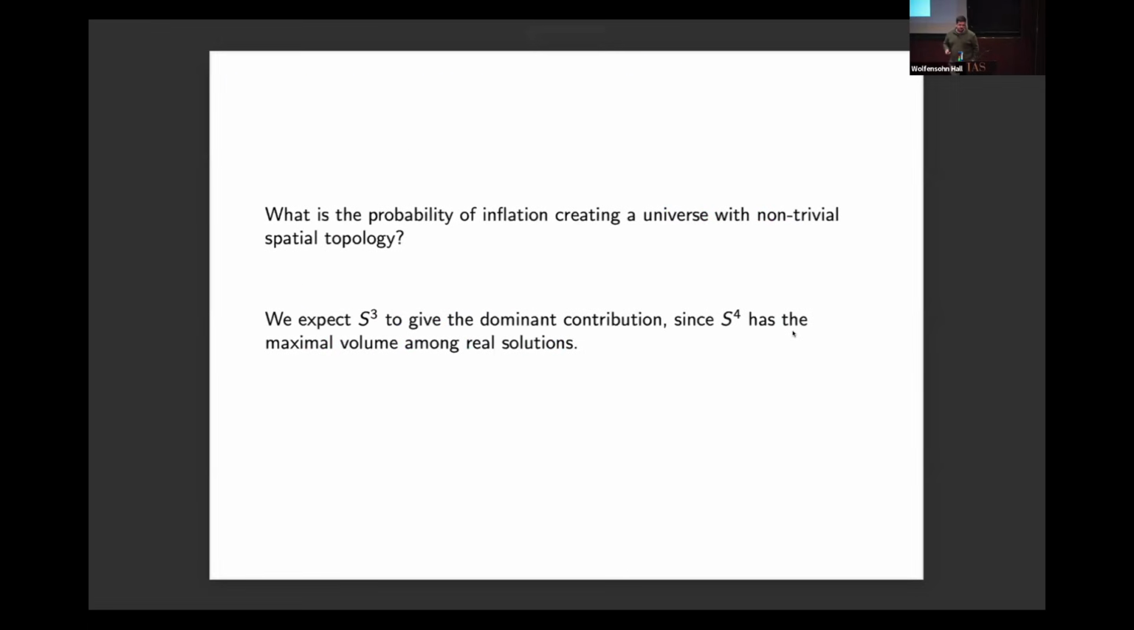Instead, what I will discuss is the probability of creating a universe with a non-trivial spatial topology, maybe sort of related to the previous talk. Since S4 is the maximal volume geometry, we might expect that S3 will be the most likely, but we will see that it's not that straightforward.